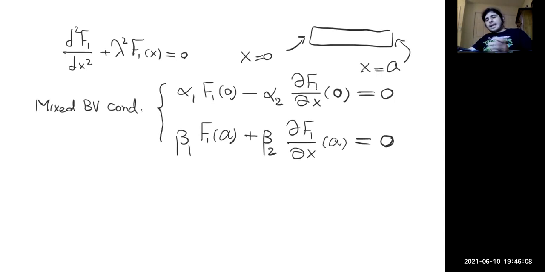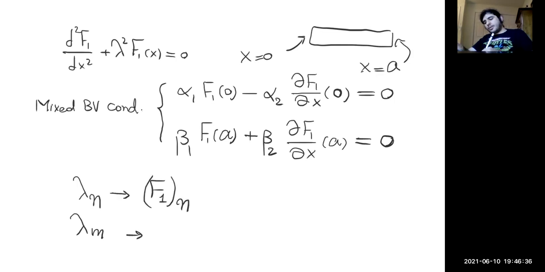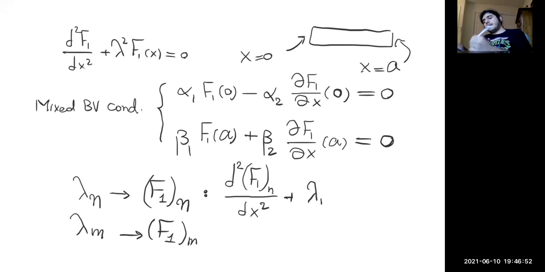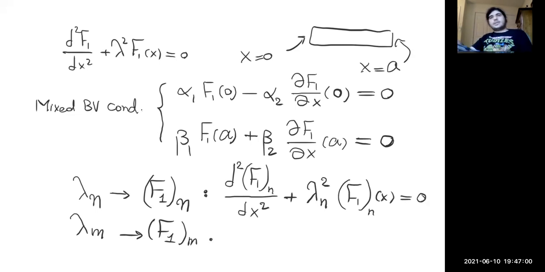Okay. So the point is that, as we saw, for any lambda, we could get one of these solutions, right? So we had a lot of different lambdas. For example, let's say we have lambda n and lambda m, two different values for lambda. For each of them, we got one f1. So let's denote one of them f1n and the other one f1m, right? Each of them satisfies this condition. So f1n would satisfy this equation with lambda n squared, f1n of x equals 0. And f1m would satisfy the same equation, but that constant lambda is different here.